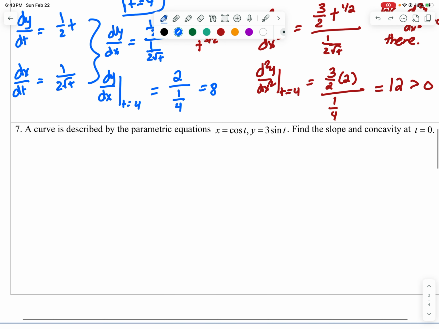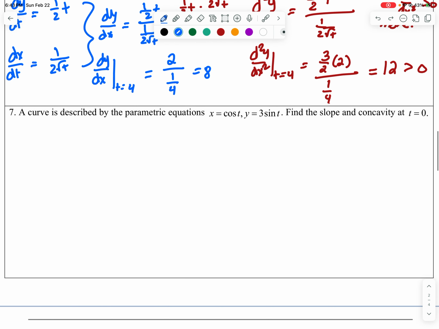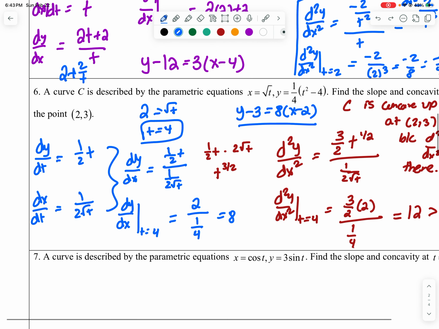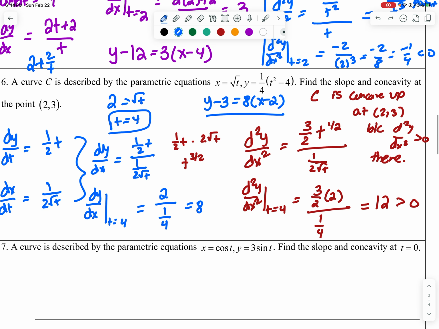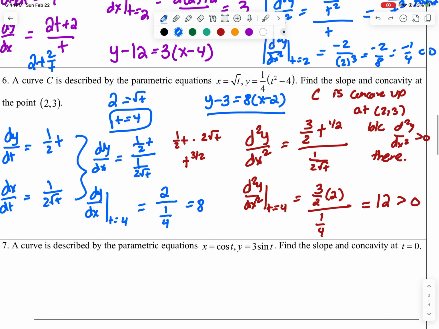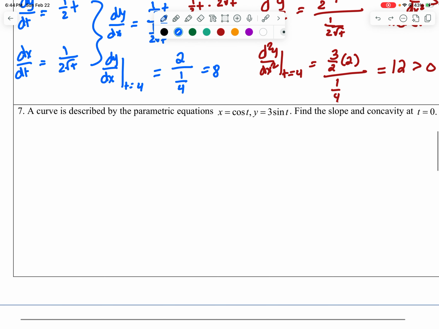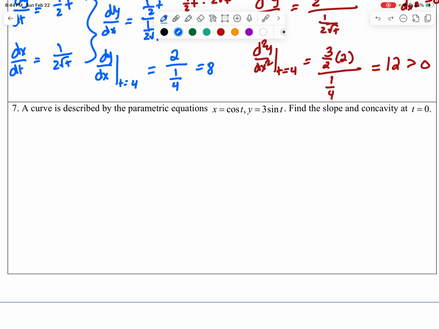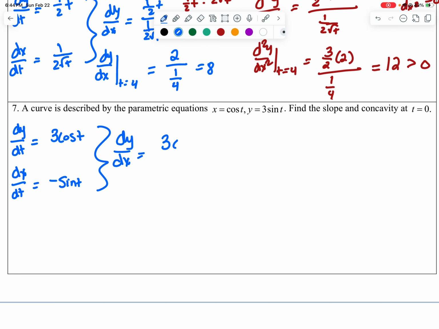All right, last one in terms of the slope and concavity again. Oh, number 6 didn't even ask us to find the tangent line equation. It only asked us to find the slope. Oops, I'm too funny. Anyways, same thing with number 7. We're finding the slopes, so you don't have to find the equation of the tangent line. So we need dy dt, and that's going to be equal to 3 cosine of t. And then dx dt is going to be negative sine of t, which means that dy dx is going to be 3 cosine of t all over negative sine of t.